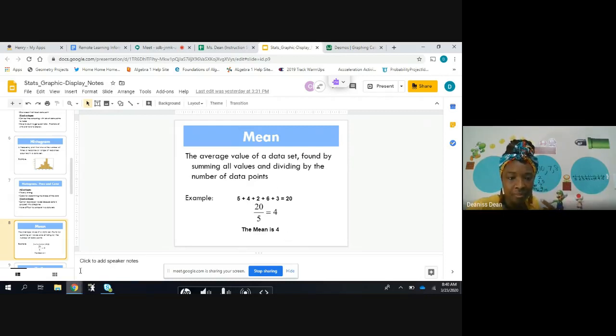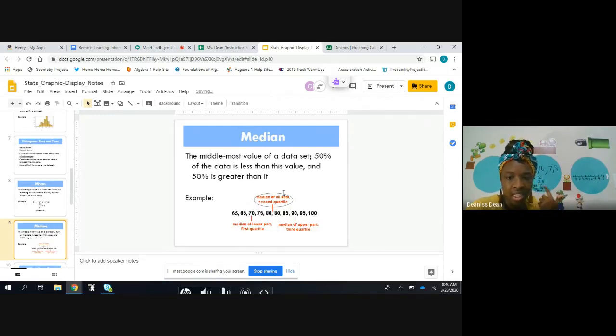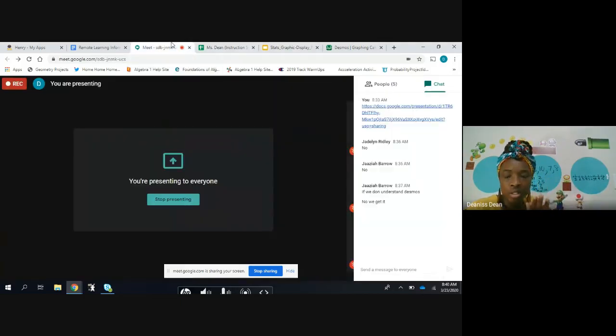This is how we calculate mean. Same thing with median, it's the number in the middle. Remember, if you have 2 numbers in the middle, anybody remember what you're supposed to do if it's 2 numbers in the middle when you're calculating mean, median, mode, range?